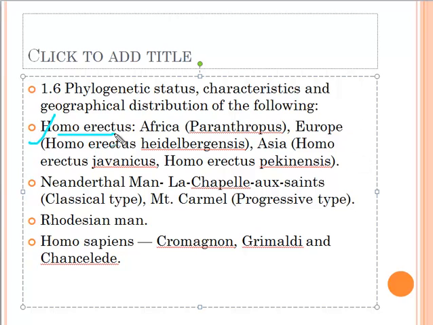Homo erectus means upright man, where Homo basically means human. So when they were able to walk on their two legs, they became Homo erectus. Heidelberg is a town in Germany. Java is near Indonesia. Peking is also in China. So all these names have been given after the places from where these fossils have been found.